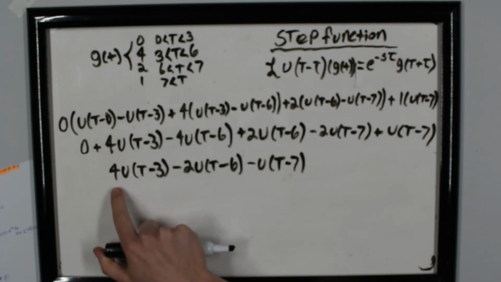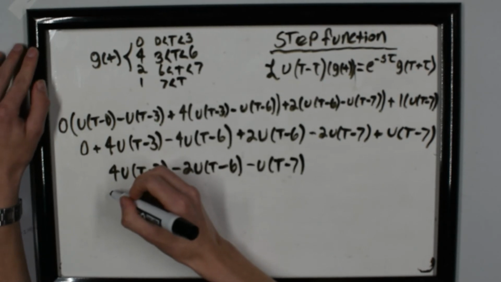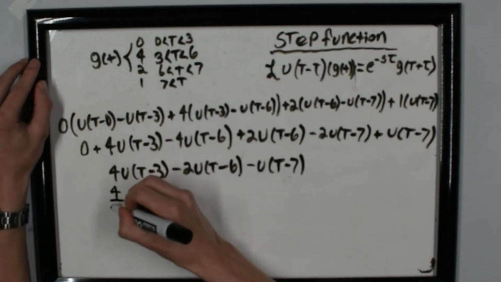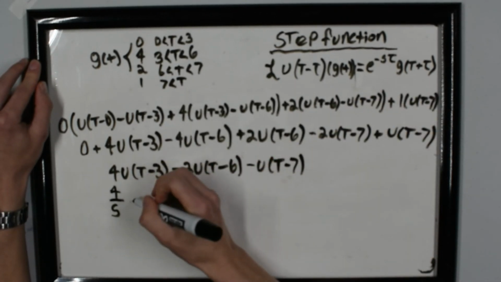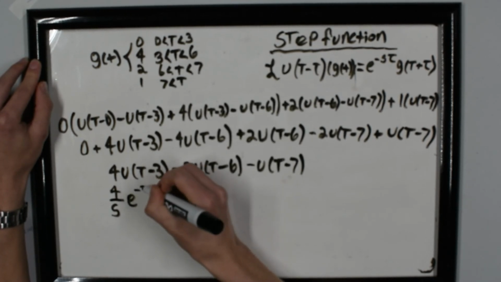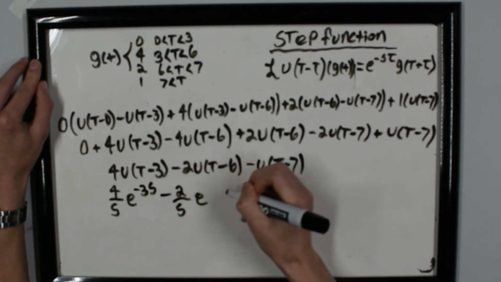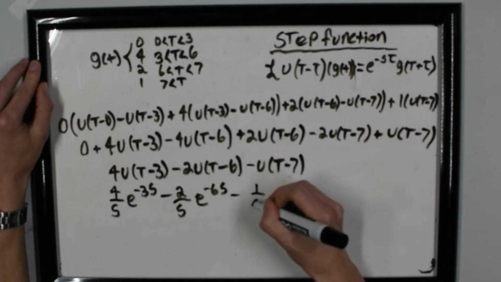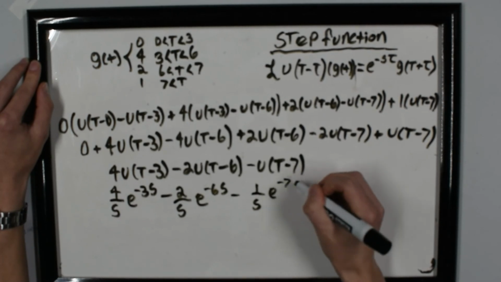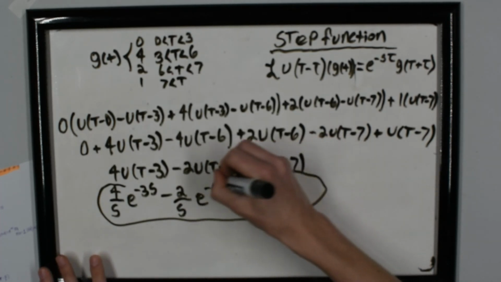So the Laplace transform of a coefficient is 1 over s, or in this case 4 over s, because we have a coefficient of 4. So it is 4 over s times e to the negative s tau. Tau is just 3, so e to the negative 3s. And you repeat for all of them. So 2 over s e to the negative 6s minus 1 over s e to the negative 7s. And that is the Laplace transform of this step function.